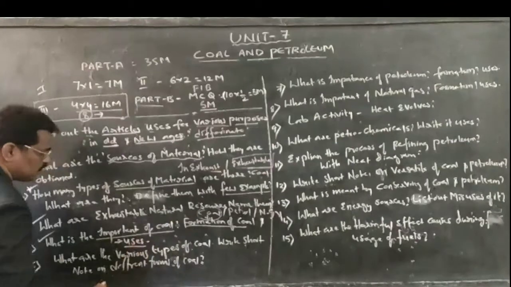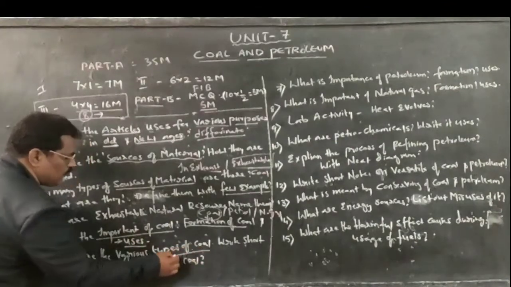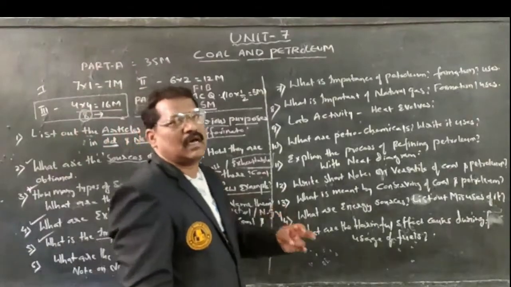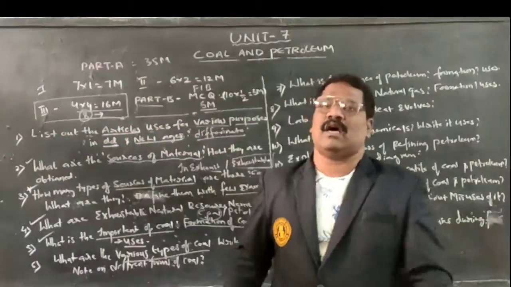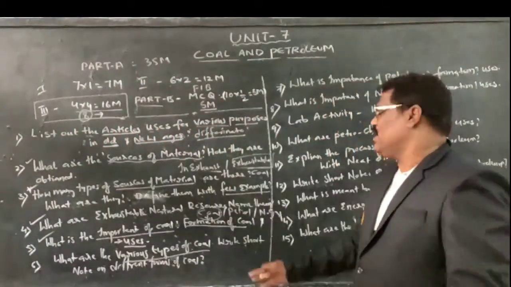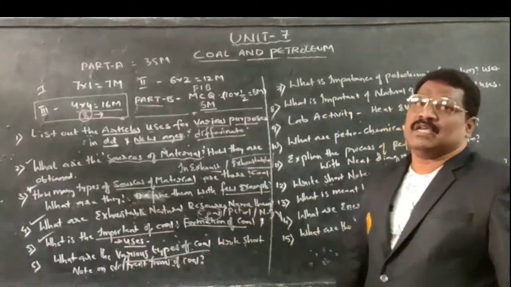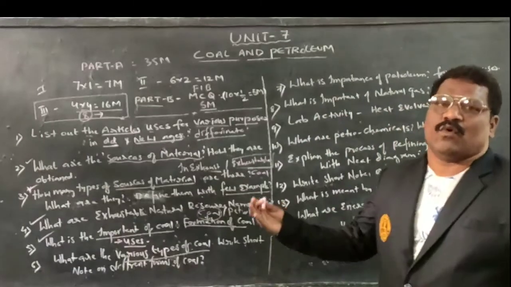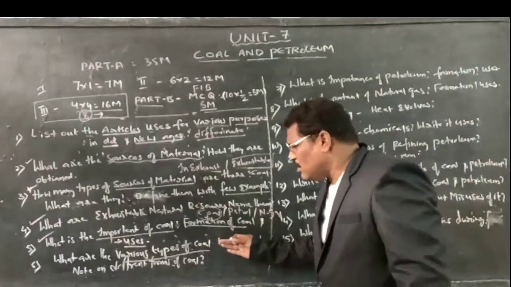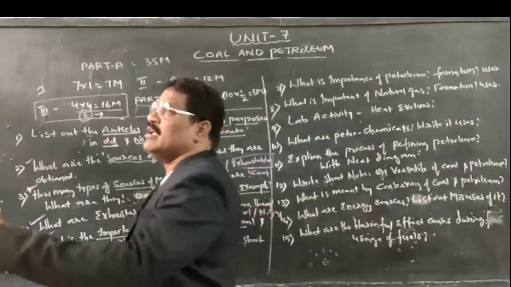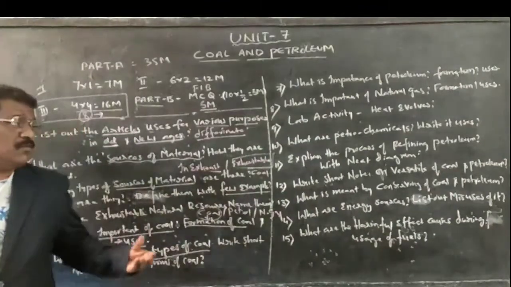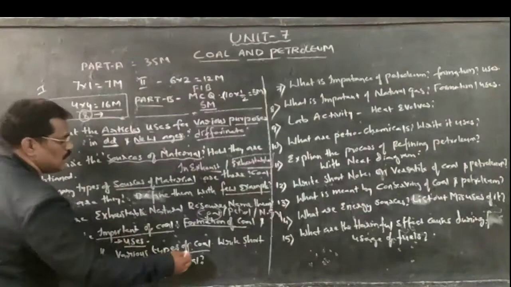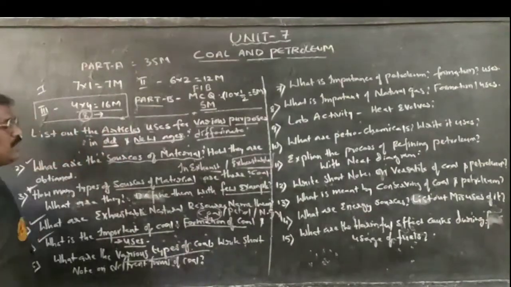Simultaneously, next one: what are the various forms of coal? Coke, charcoal, as well as coal tar. I am giving some examples. These are various forms of coal, and some other forms of coal also exist. Write short notes based upon all those various forms of coal. Easily you can get it there itself.